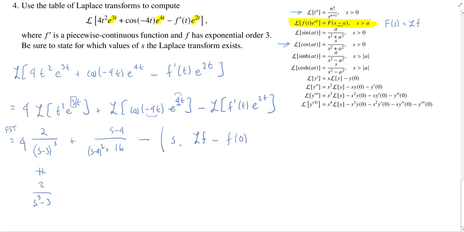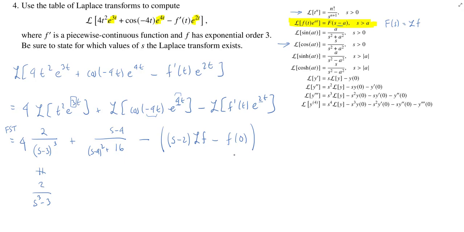Okay, now why did I leave all this space? Well, remember, there's this exponential here, and I have to use the first shifting theorem. So instead of an s, I get an s minus, in this case, a 2. So I have s minus 2 times L of f minus f of 0. All right, and of course, I could distribute this minus and maybe add stuff together, but I don't want to do that.